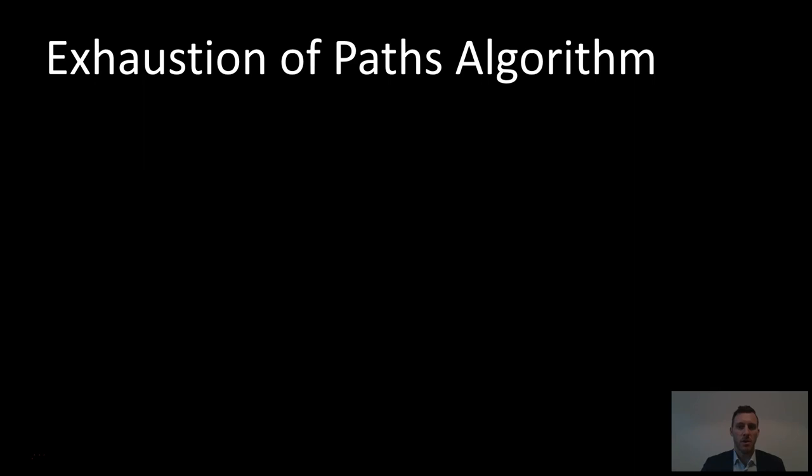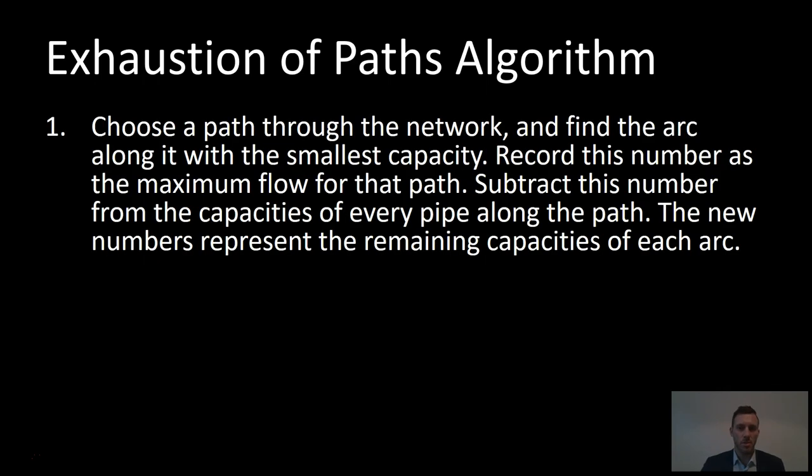To find the maximum flow through a large and complex network, we can use an algorithm. In this video, we'll use the exhaustion of paths algorithm. The first step is to choose a path through the network and find the arc along it with the smallest capacity. Record this number as the maximum flow for that path, and we subtract this number from the capacities of every pipe along the path. The new numbers represent the remaining capacities of each arc.